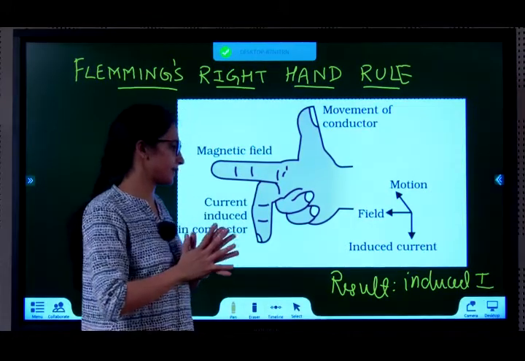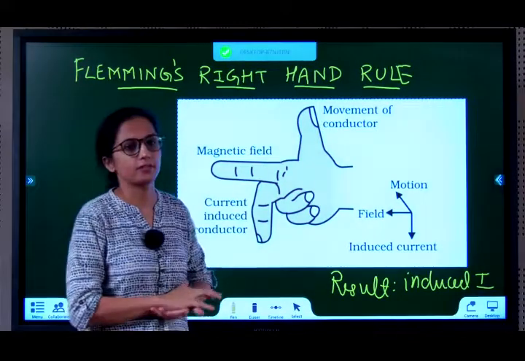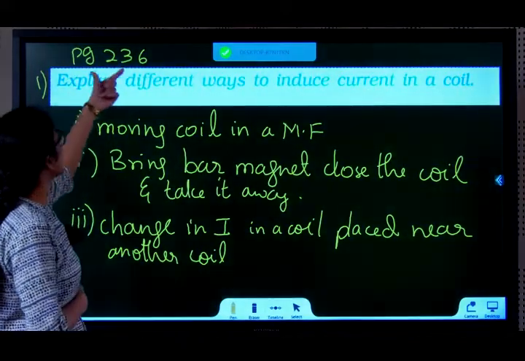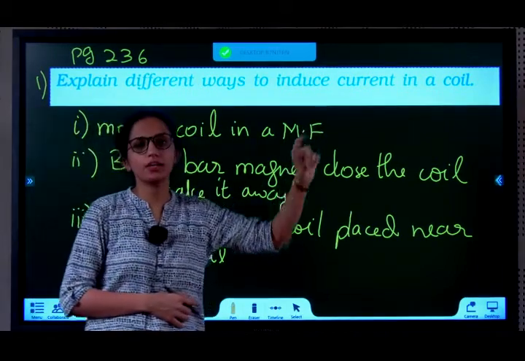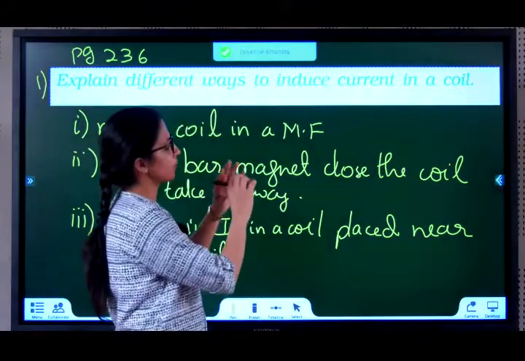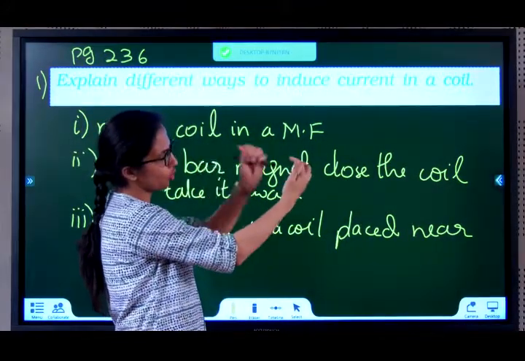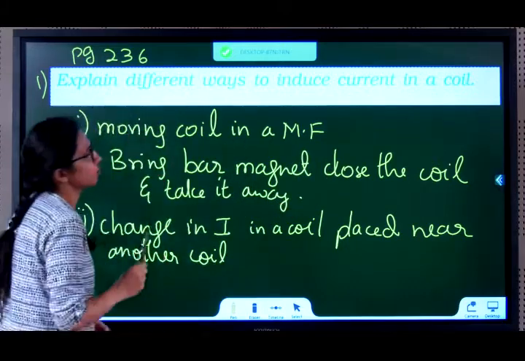We have basically learned three rules until now. I will summarize it after the next concept. Page 236, question 1. Explain different ways to induce current in a coil. From our first experiment, the magnet coil experiment, we learned that you can keep a coil and move the magnet, or keep the magnet and move the coil. So we'll take this as two points.